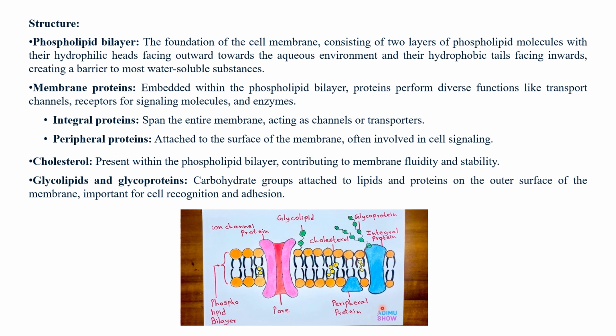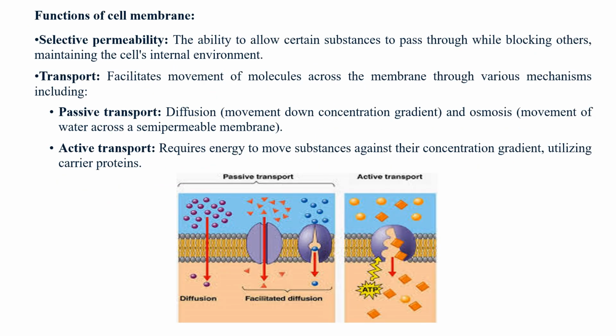Glycolipids and glycoproteins. So carbohydrate groups attached to the lipids are glycolipids, and carbohydrate groups attached to the proteins are glycoproteins. This we can see on the outer surface of the membrane. So these are glycoproteins and glycolipids. They are important for cell recognition and cell adhesion. Fine. Coming to the functions of cell membrane.